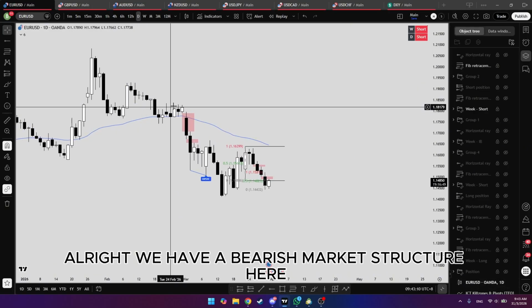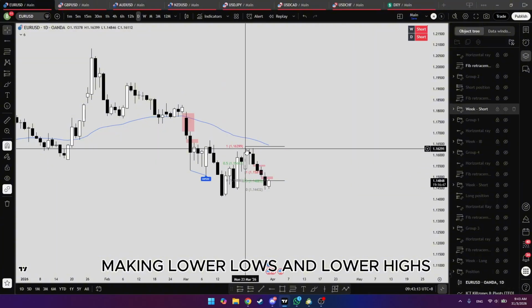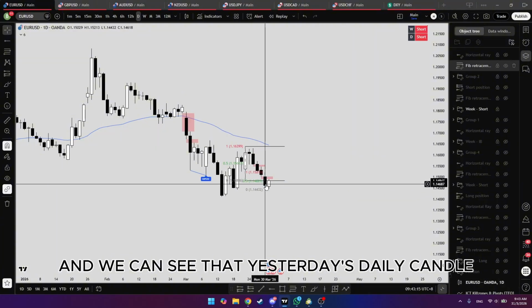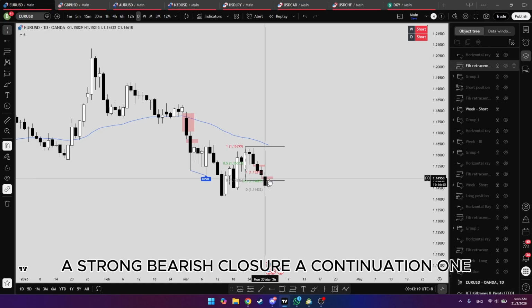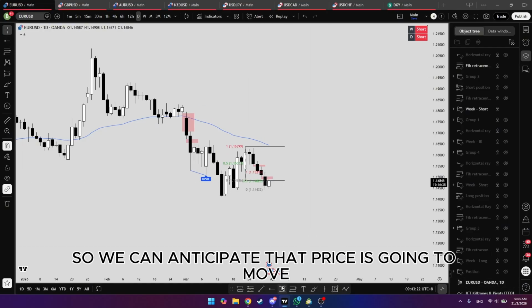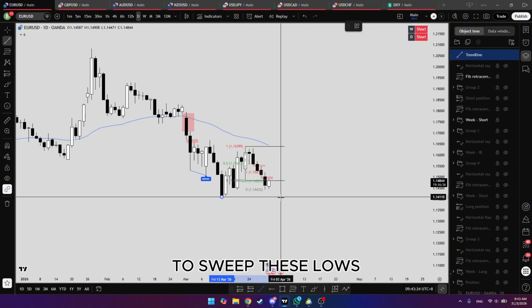Alright, we have a bearish market structure here, making lower lows and lower highs, and we can see that yesterday's daily candle was a bearish closure. Alright, a strong bearish closure, continuation one. So we can anticipate that price is going to move, sweep these lows.